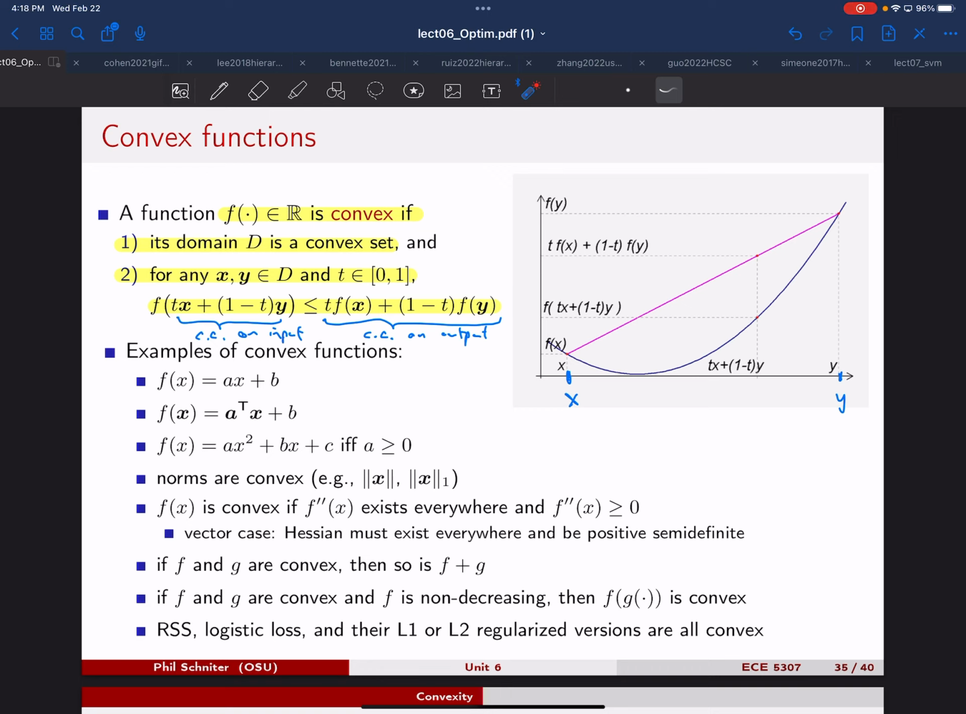And then if f and g are both convex and you add them, the sum is convex. Or if they're both convex and f is non-decreasing, then you can compose them or cascade them and get convexity. And for us, when we've seen RSS, we've seen logistic loss, we've added L1 or L2 regularization to both. All of those things are convex.